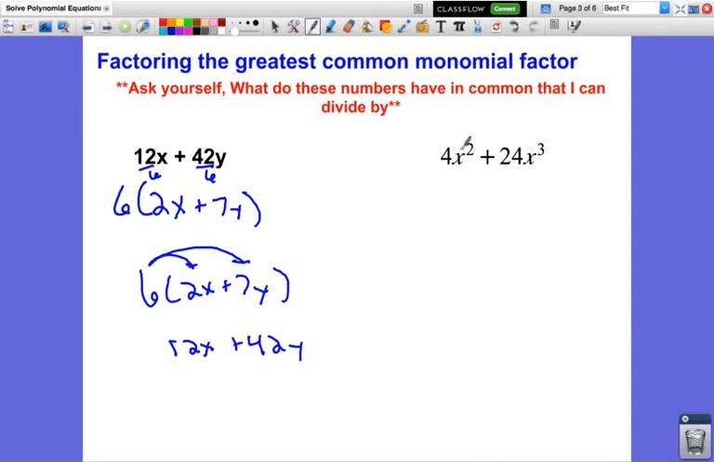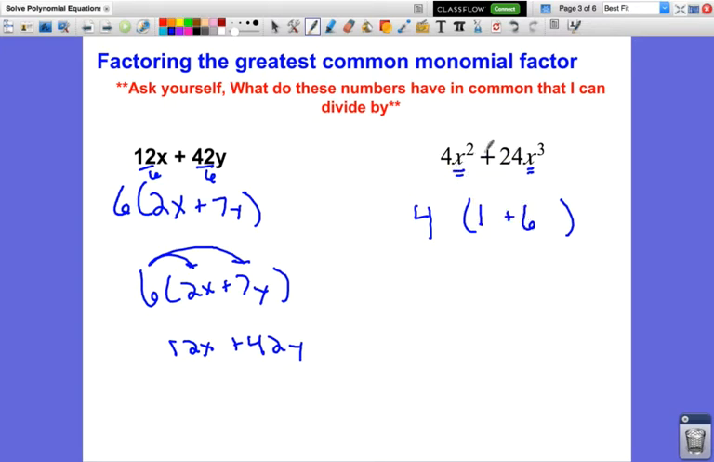So I want to do the same thing over here, but I also want to look at the variable. Okay. They both have an x in common, so I can actually factor out my variable as well. So first, I'm going to look at the greatest common factor between 4 and 24. And the greatest common factor is 4. I can divide both of these by 4. Okay, I know I'm going to have some multiplication here. And when I do that, 4 divided by 4 will be 1. 24 divided by 4 will be 6.